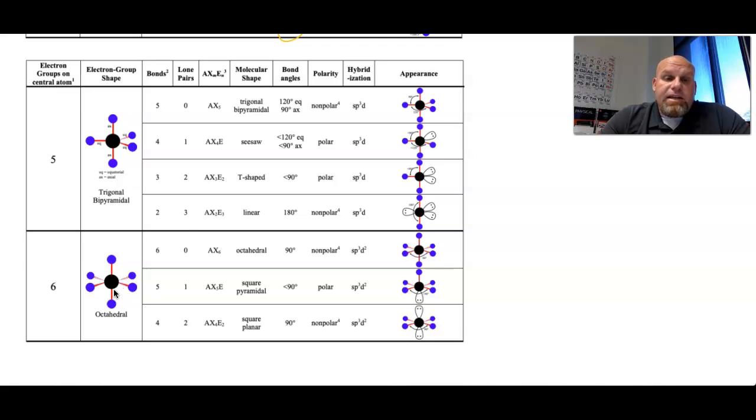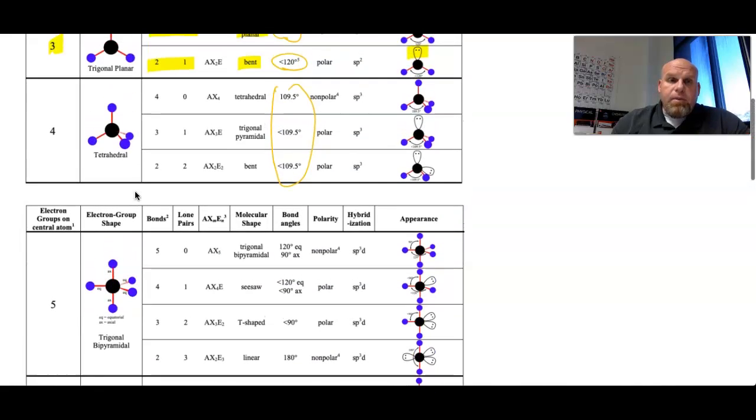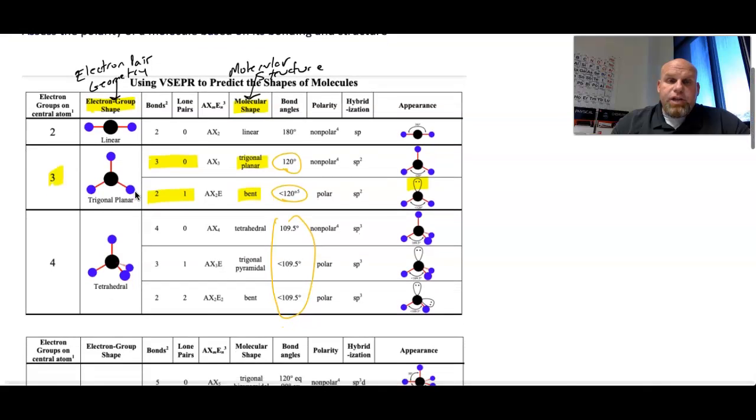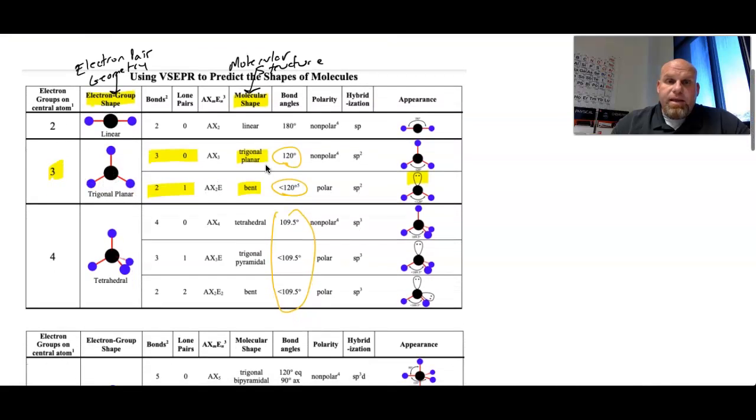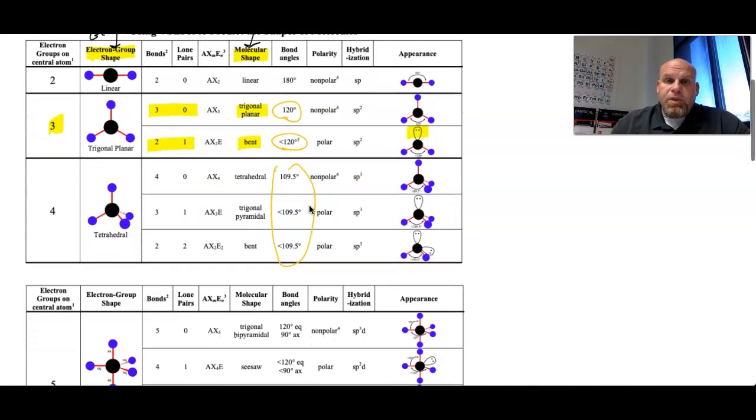And then for the octahedral, 6 and 0, we get a couple additional ones. We usually don't go beyond 4 and 2, that square planar model. Just last thing I want to point out here, this table is available to you. You should start to memorize these different shapes, both the electron group shape and then the particular molecular shape and the bond angles that go with them.